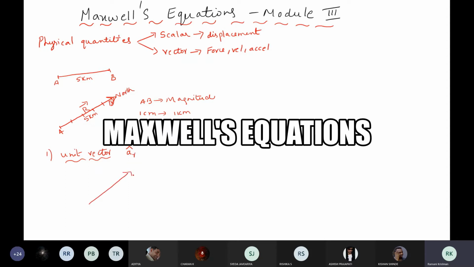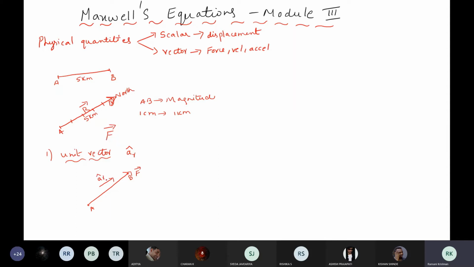For example, when I have drawn this F vector, AB will give me the magnitude. What I will do is draw this unit vector parallel to this vector. The R cap vector is a unit vector which is used to indicate the direction of the vector. In the same way, if I have acceleration here, I will draw a unit vector parallel to this acceleration. It will indicate the direction, and the magnitude will give the vector.